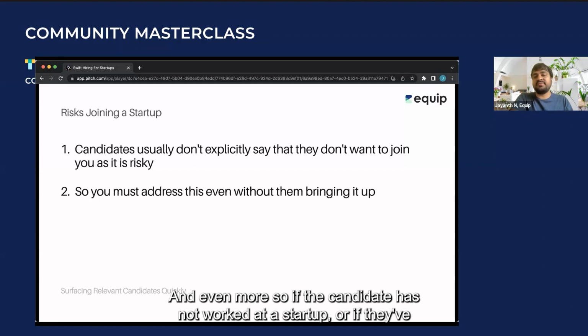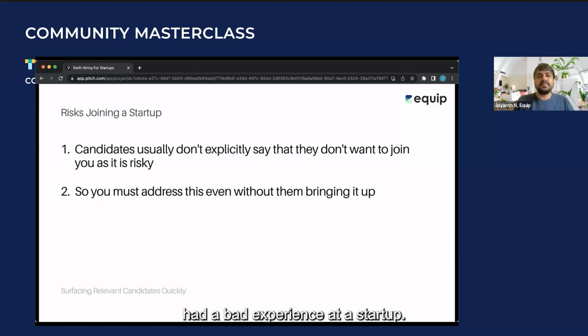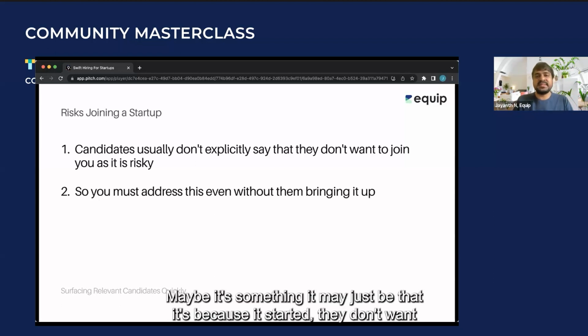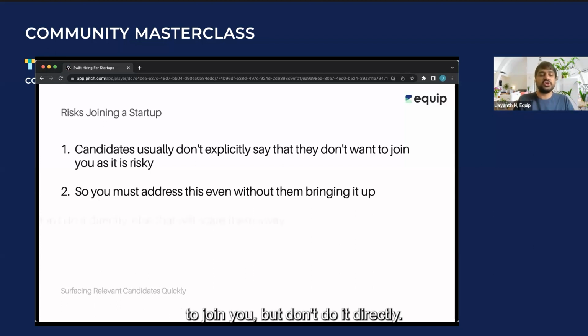And even more so if the candidate has not worked at a startup, or if they've had a bad experience at a startup, it is your responsibility to address this sort of elephant in the room, right? Don't let it slide, because they will not tell you this is the reason. You may assume it's a different reason, maybe CTC or something. It may just be that it's because it's a startup, they don't want to join you.